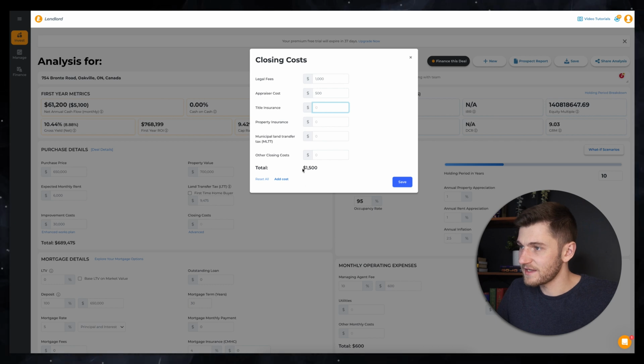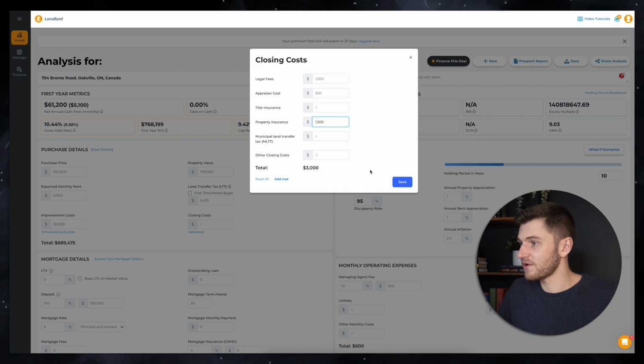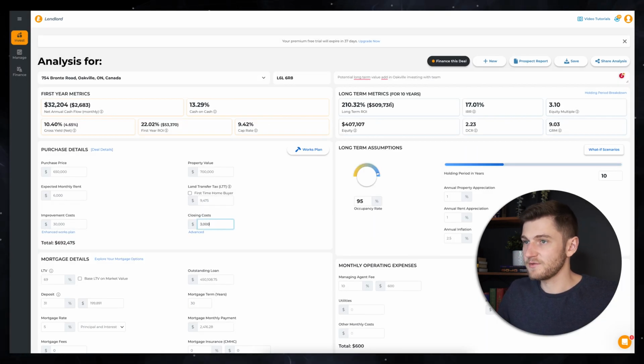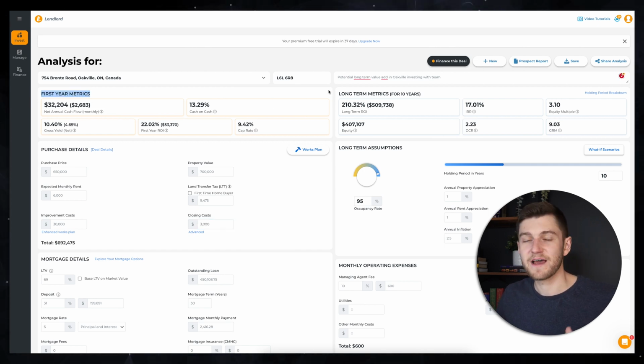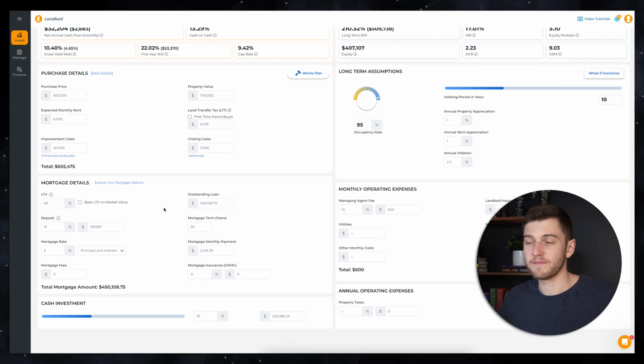So this is all updated in real time. Property insurance, let's say $1,500. Great. All right, so closing costs $3,000. And as we can see, everything in terms of the first year metrics and long-term metrics have been updated. Now below this, we have a very important box that is the mortgage details.